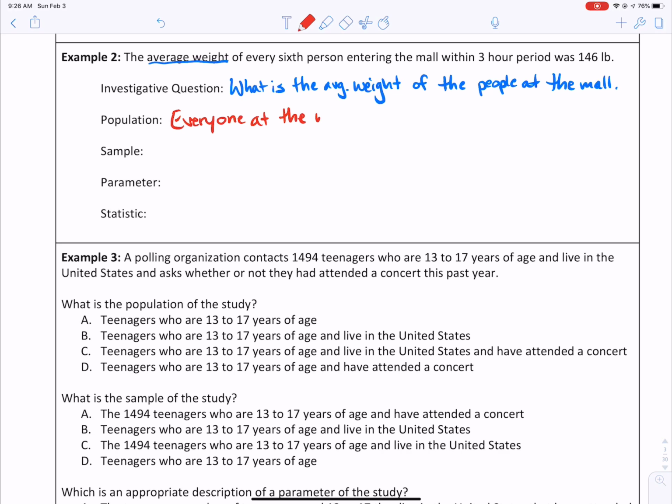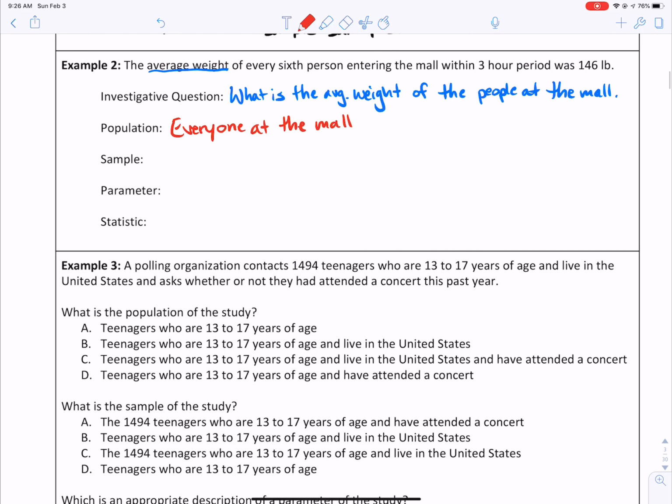And if you think about that population, that's very difficult to measure because people are coming and going all the time. And then the sample would be, they didn't really give us a number of them, so we'll just say it's every sixth person that entered within the 3-hour period. But we don't know how many that was, but that was what they told us.